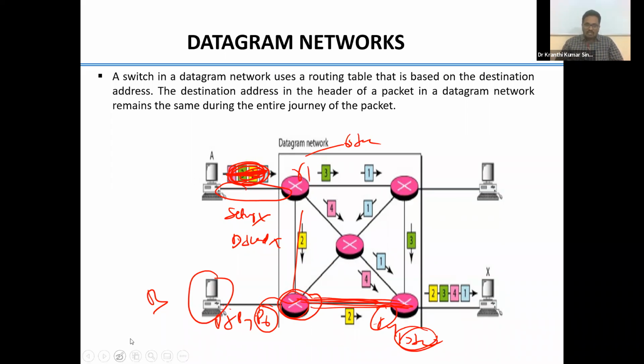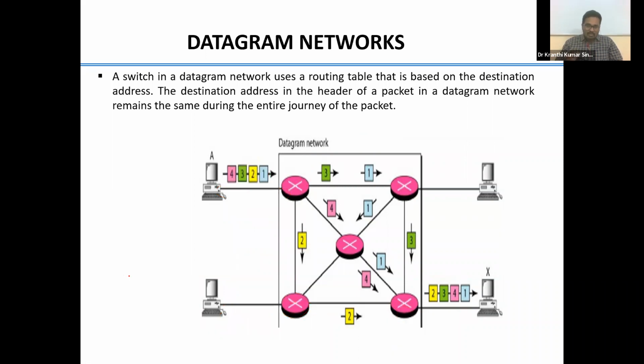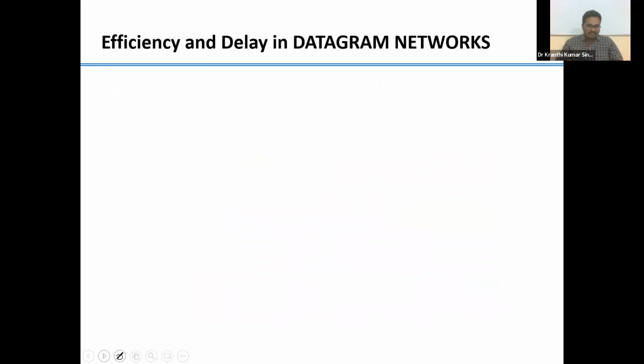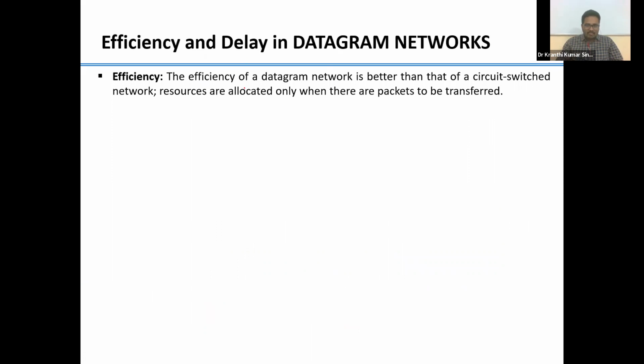So in this particular context, with respect to this type of scenario, you can tell me which one is efficient, and whether the datagram network is efficient as compared to the circuit switching network. See, the efficiency of the datagram network is better than that of the circuit switching network. Resources are allocated only when there are packets to be transferred. This is very, very important. I hope you understand this point. We already explained it many times.